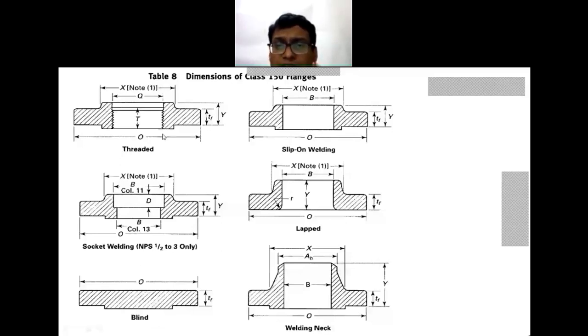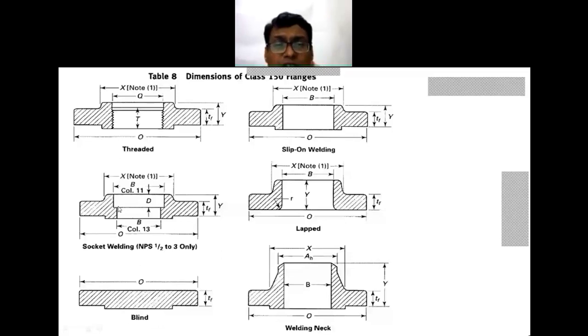Then next is the slip on flange. Then the lap joint flange. Then this is the welded neck flange. Then the blind flange and socket welding flange. This is the socket that is available here.